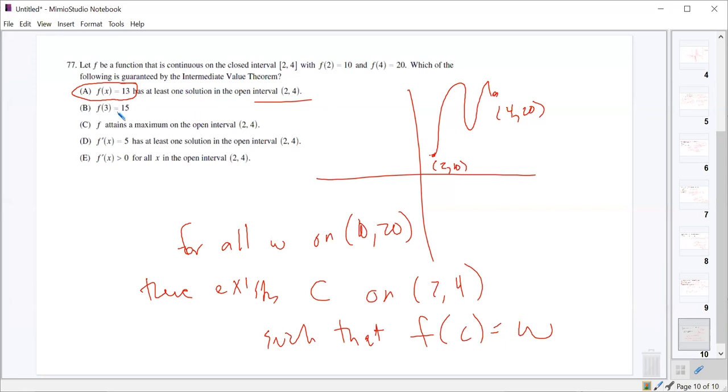Choice B, f of 3 is 15. No, nothing said that this was linear. It could have been linear, but it didn't say that it was linear. It's not guaranteed by the intermediate value theorem. The intermediate value theorem has absolutely nothing to do with derivatives, so we can ignore that. And f attaining a maximum on an interval 2 to 4 would have to do with the extreme value theorem, not the intermediate value theorem, so we can ignore that too.